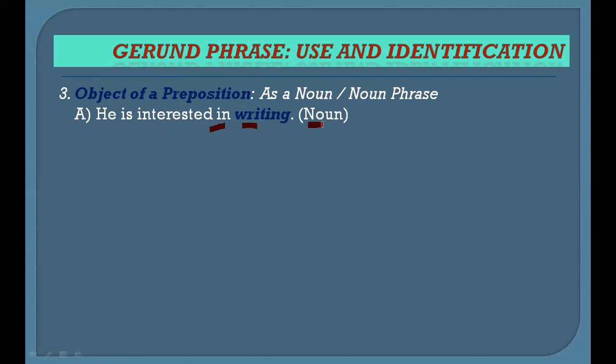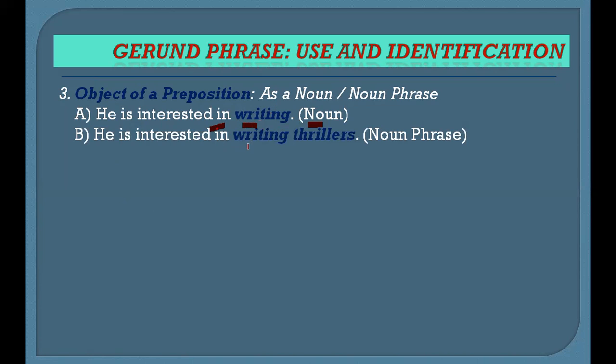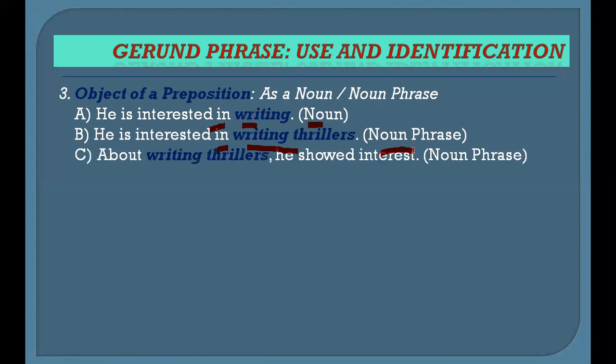So let's see whether we can make this writing a gerund phrase or not. In number B, again, if we extend writing into writing thrillers, writing thrillers is a phrase which sits after the preposition in. So it becomes a gerund phrase and we can also call it a noun phrase. Again, we have a similar example and a different preposition. We have a preposition here, about, and after about, we have a gerund phrase that is writing thrillers. So writing thrillers is a gerund phrase and we can call it a noun phrase at the same time because it is after the preposition about.